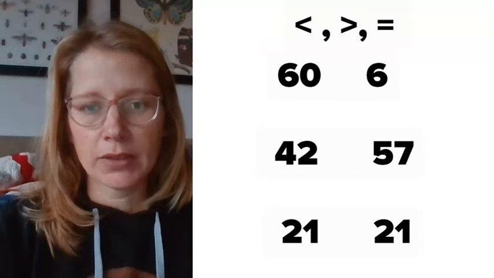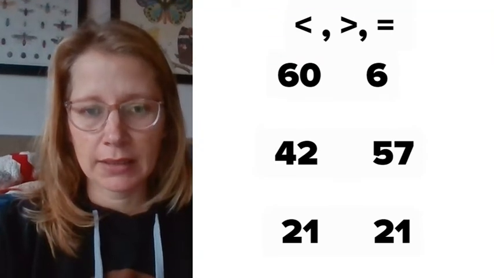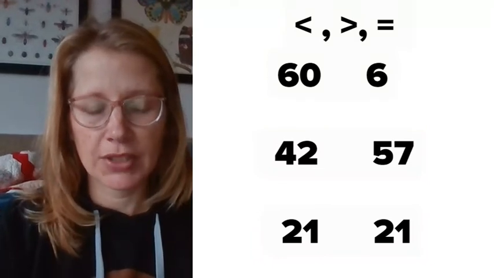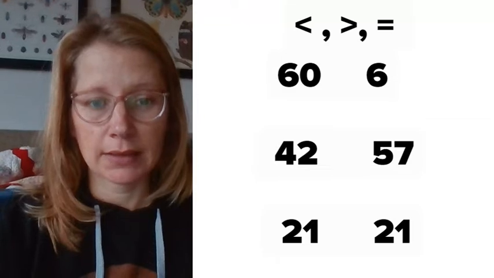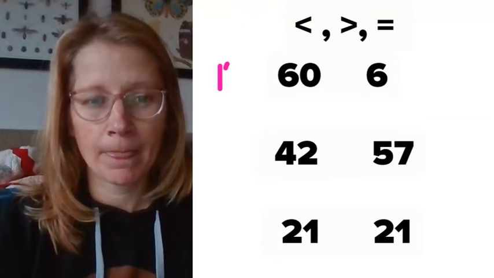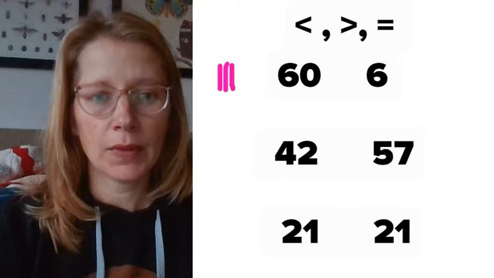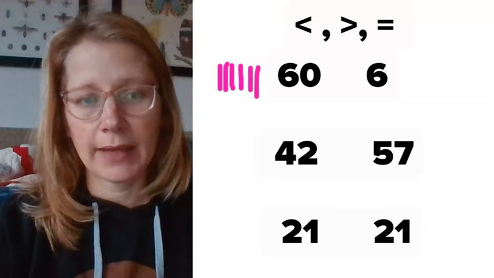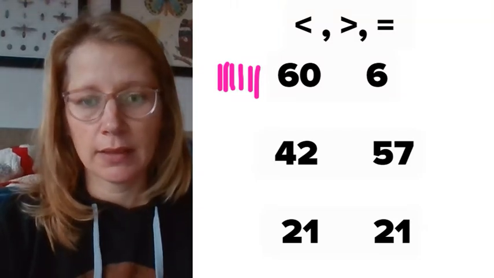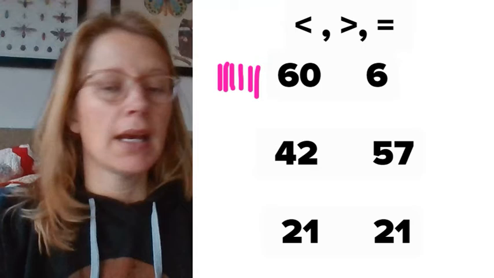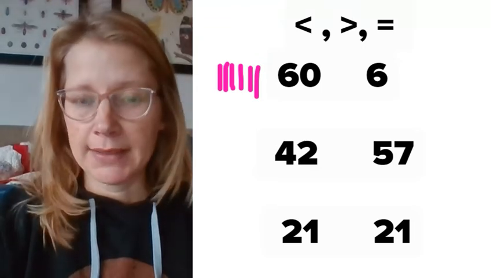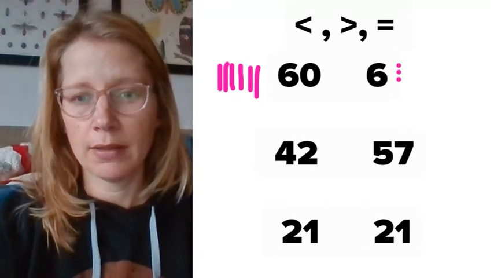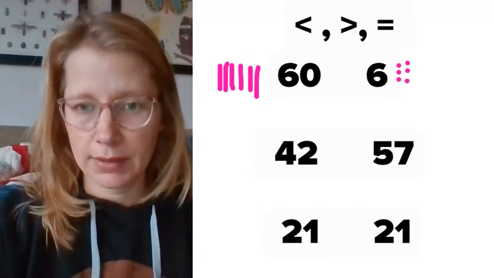So let's look at our first set of numbers. I have 60 and 6. Let's use what we already know about 60 and 6. We know that for 60, I have a 6 in my tens place, so I need to draw 1, 2, 3, 4, 5, 6. And I have a 0 in my ones place, so I don't need any dots. For my number 6, I have no number in my tens place. I just have a 6 in my ones place, so I just need 1, 2, 3, 4, 5, 6.